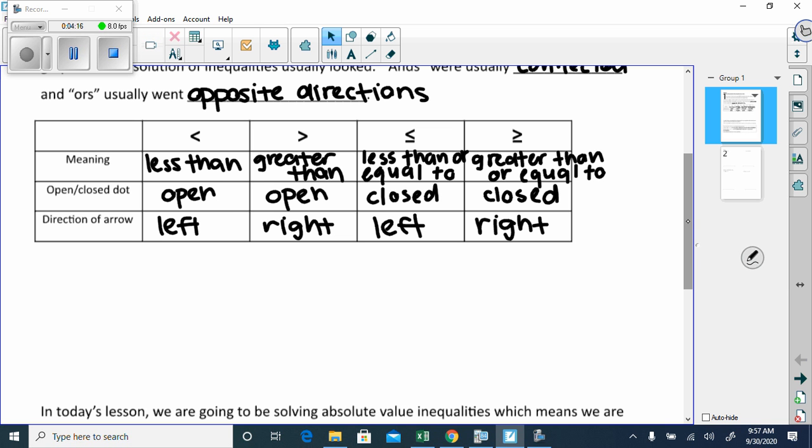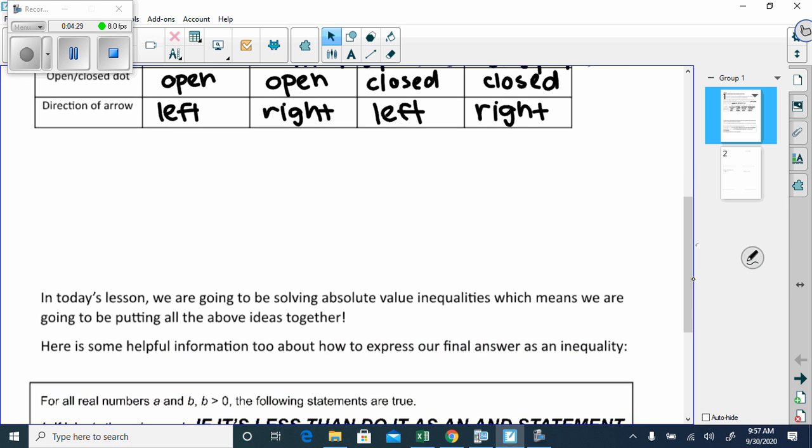Okay, so in today's lesson, we're going to be solving absolute value equations that now have inequalities in them instead of just an equal sign. But basically all that's doing is combining these two ideas that we already know. So we've been practicing solving absolute values for a couple days. We've done inequalities before, we're just putting the two ideas together.